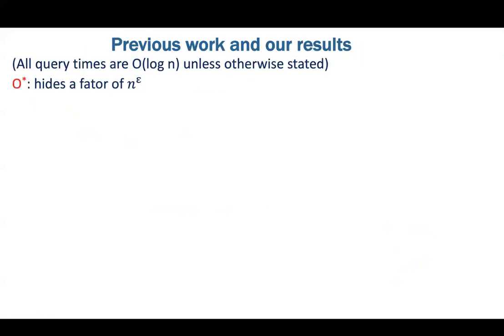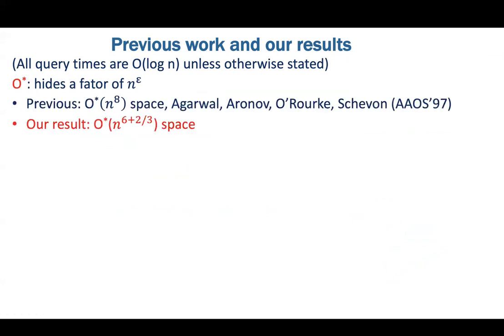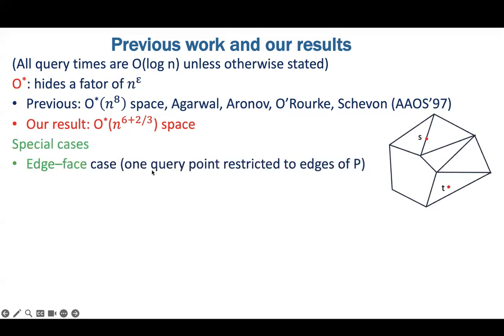So here are our previous work and our result. All query times are log n, I think, except one. We use O star to hide a factor of n to the epsilon. Previously, Aronov and O'Rourke and Schevon, and we call them AAOS, gave a data structure of n to the eighth space, again with log n query time. We improve the space to this, so more than a linear factor improvement.